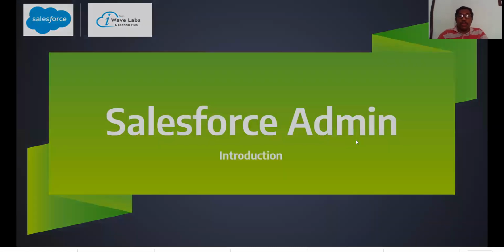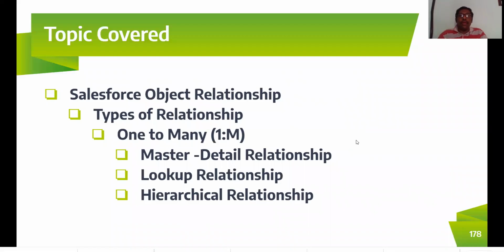In this session, we are going to discuss Salesforce object relationship. Salesforce object relationship is all about the relationship between two objects. We are going to try to maintain a relationship between two objects. We are going to discuss the types of relationship: one-to-many relationship and many-to-many relationship. In one-to-many relationship, we will discuss lookup relationship, master detail relationship, and hierarchical relationship.